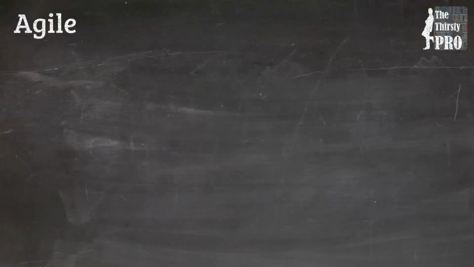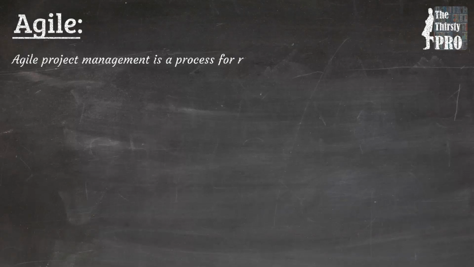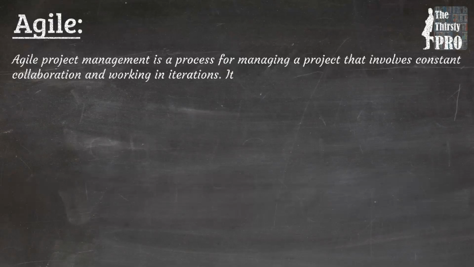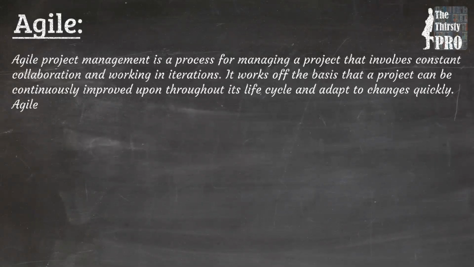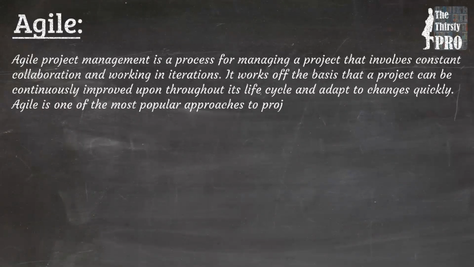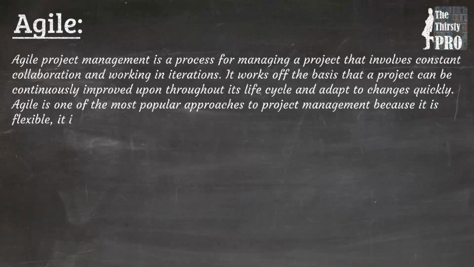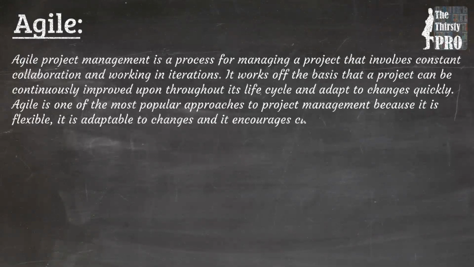Agile project management methodology. This is a process for managing a project that involves constant collaboration and working in iterations. It works off the basis that a project can be continuously improved upon throughout its life cycle and adapt to changes quickly. Agile is one of the most popular approaches to project management because it is flexible, it is adaptable to changes, and it encourages customer feedback.